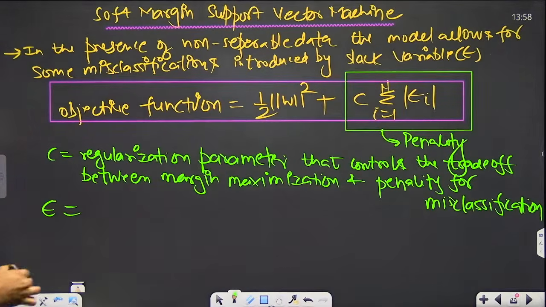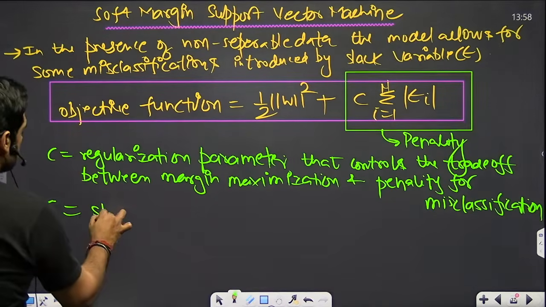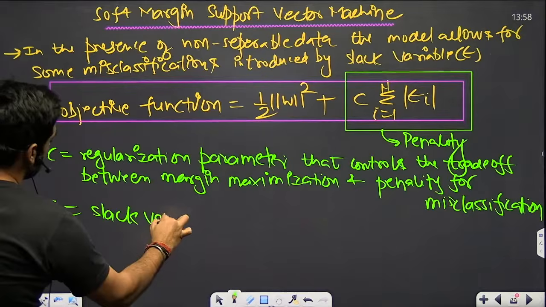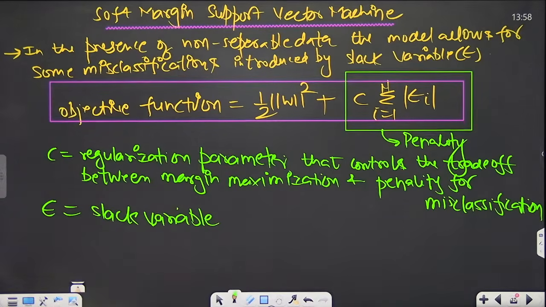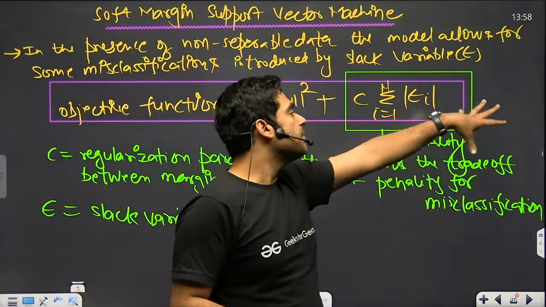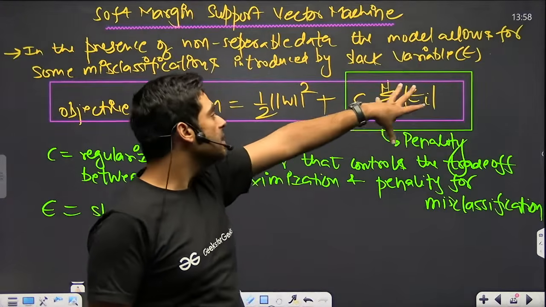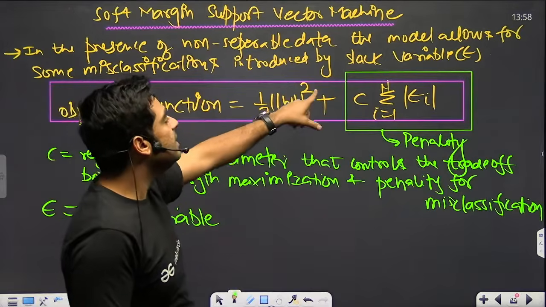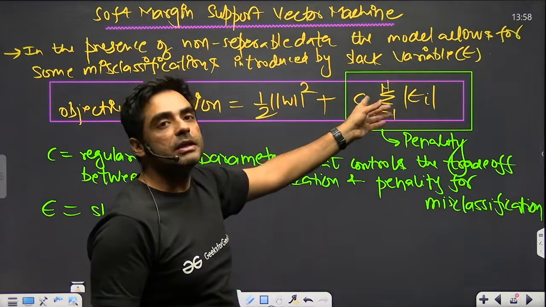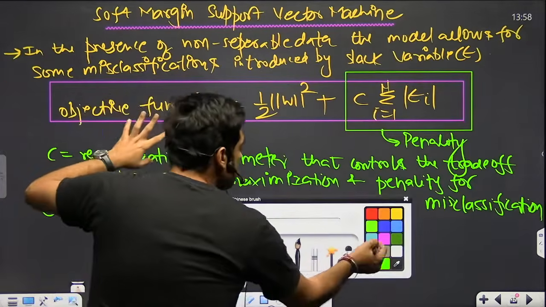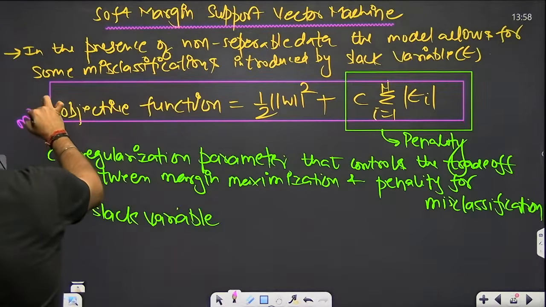What is epsilon? I hope everyone knows this, no? Epsilon is the slack variable. Okay, so this whole term is known as the penalty. Okay, but the objective function is added with this slack variable modulus times C, that is the regularization parameter. So basically this we have to minimize. Okay, the objective function anyhow we have to minimize.